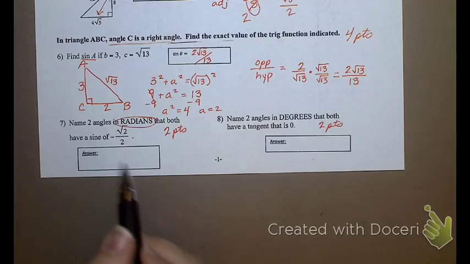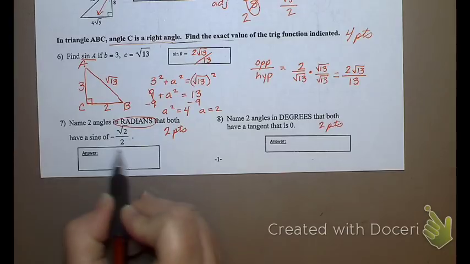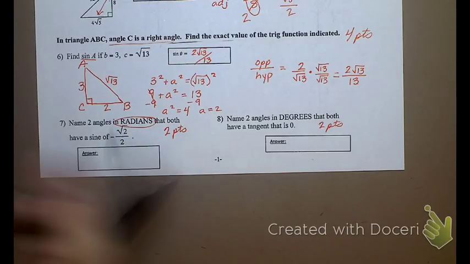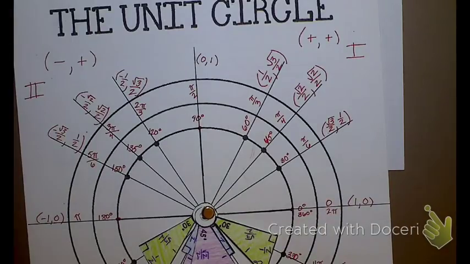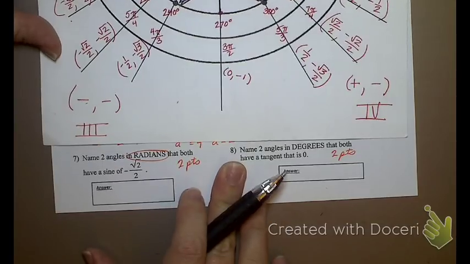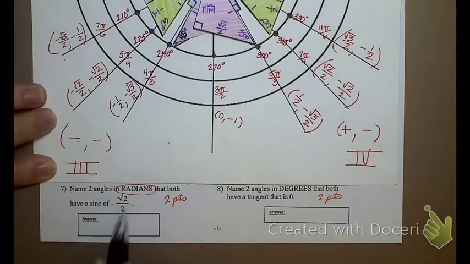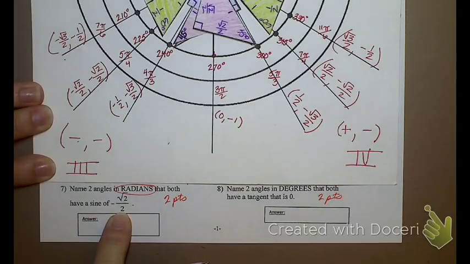What do we know sine equals? Y. So I need to find 2 angles that have a y value of negative radical 2 over 2. So where am I going to be looking? I'm going to be looking at the coordinates. Where are my y values negative? What quadrants? 3 and 4. So the 2 angles I give better be in quadrants 3 and 4 in order to have a negative y value.